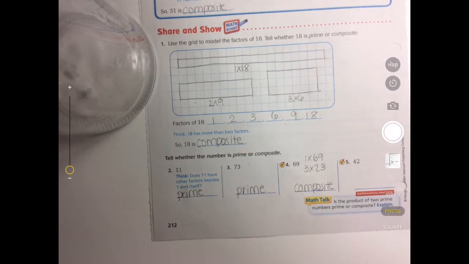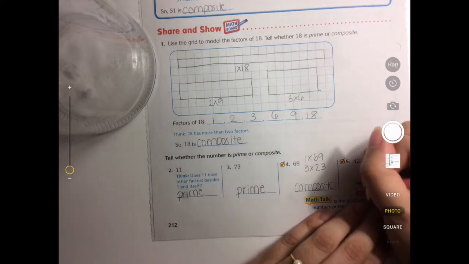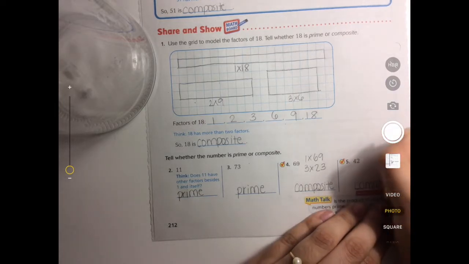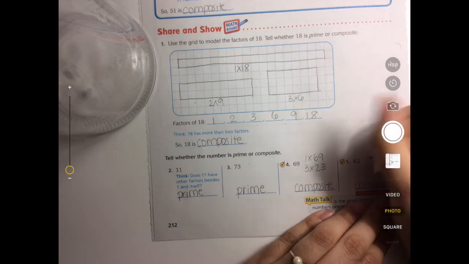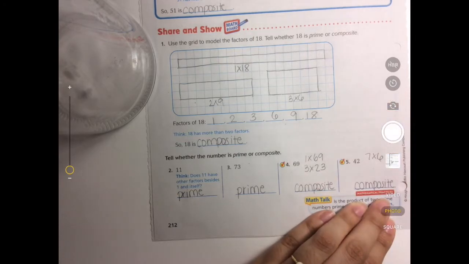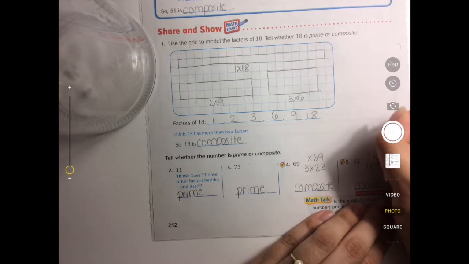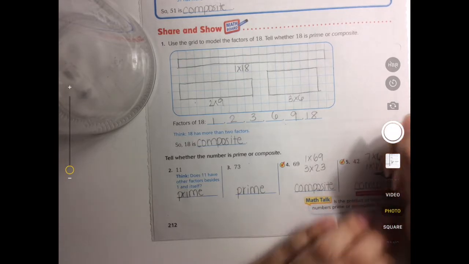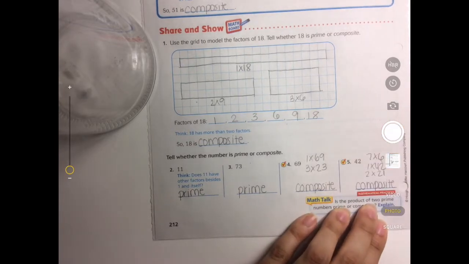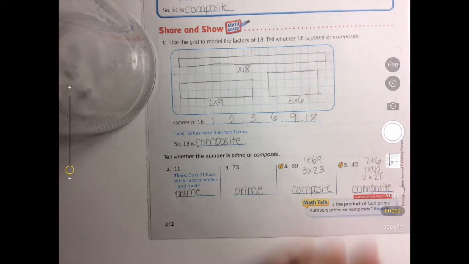And 42, is it prime or composite? It is composite. We know right away, or at least we should know right away, that 7 times 6 equals 42, as well as 1 times 42, as well as 2 times 21. Okay, so we know for sure that there are at least 6 factors for 42, and there you go, it's composite.